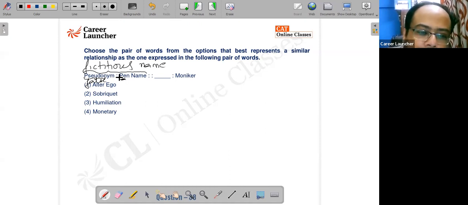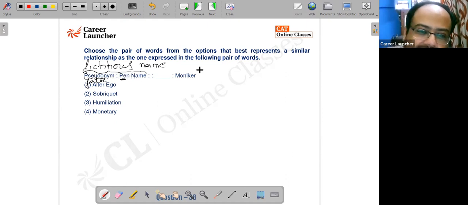Pen name is generally what is used by authors when they do not want to mention their actual name. So when they use a pen to write, the alternative name that they use is known as a pen name. So that again is a fictitious name. Some very well-known authors have used a pen name. I'll discuss it in one of the other classes when we do reading comprehension. A lot of very common and very famous authors do not use their actual name. And so these basically mean the same thing.